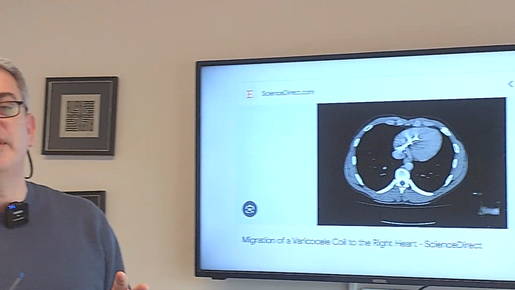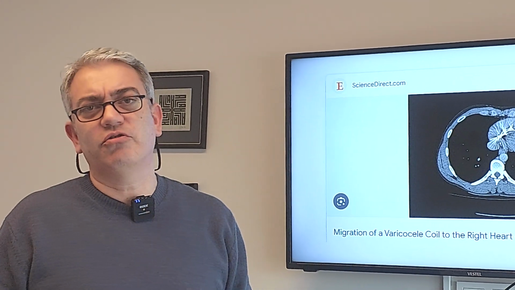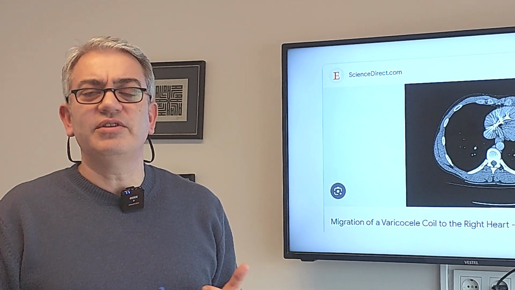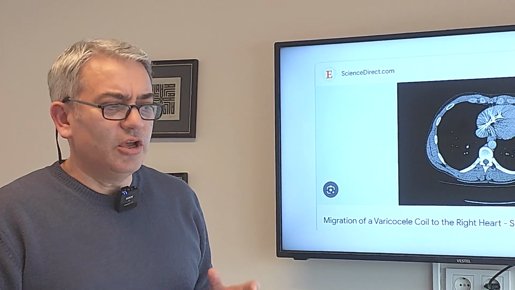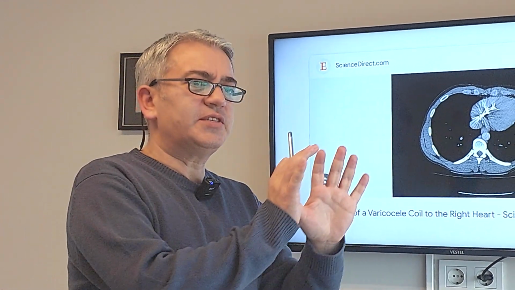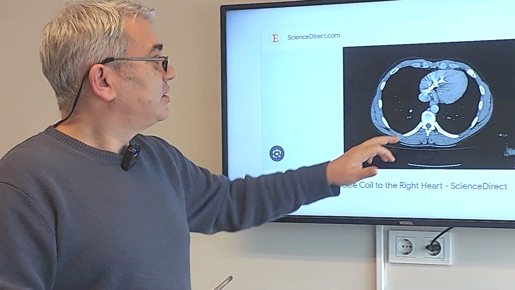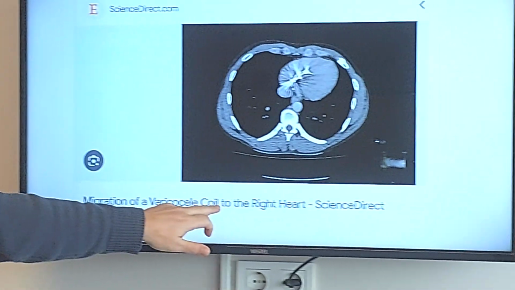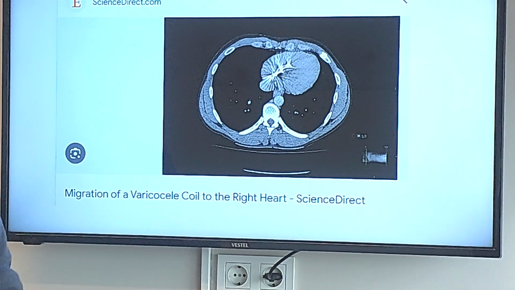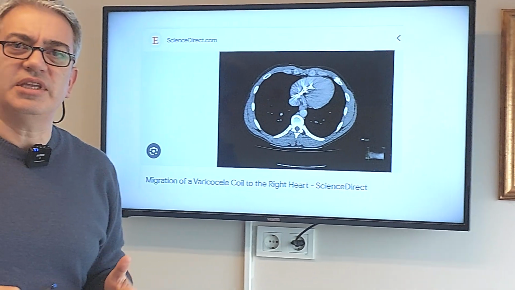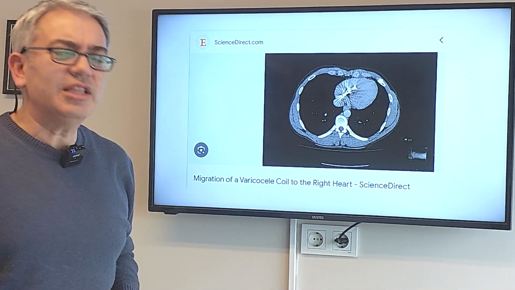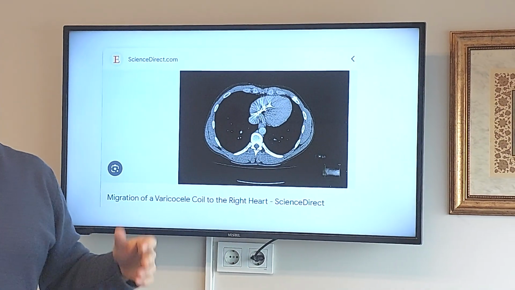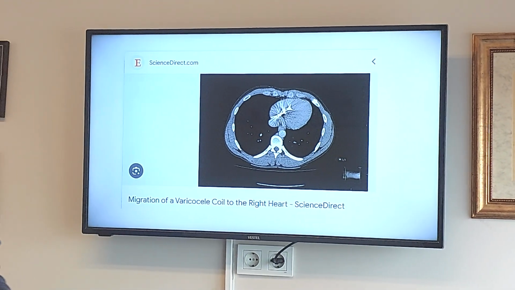Although it's very rare, there are some serious complications in varicocele embolization too. As I say, the device is permanent, it will stay forever, and sometimes with the blood flow, which is always pushing, the coil can migrate to other parts. Here, there is a migration of a varicocele coil to the right heart. So, is it very common? No, it's not common. It's rare, but it's possible. The coil can migrate. In this case, it migrated to the right heart, which is, of course, a difficult situation.